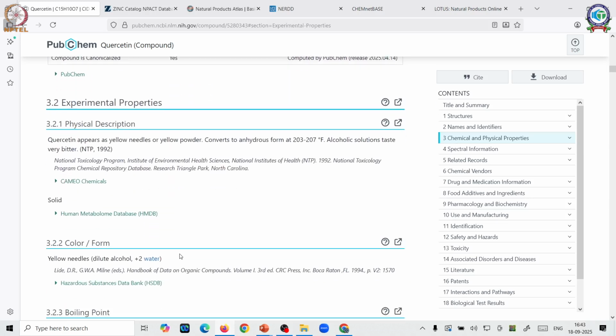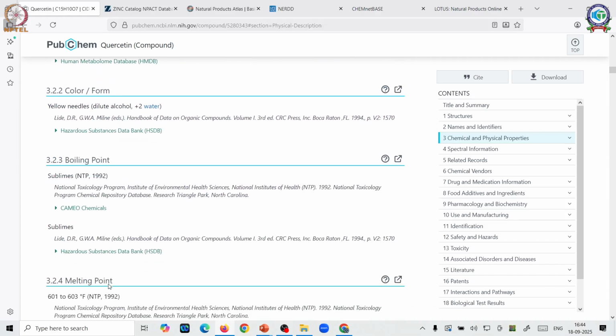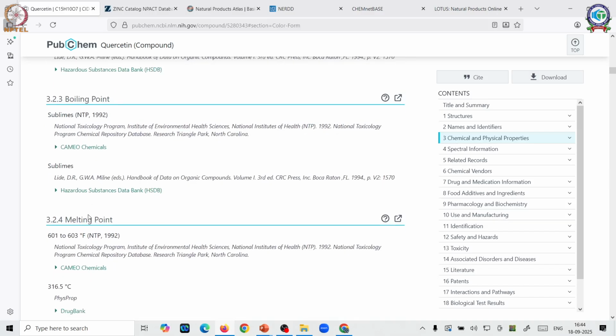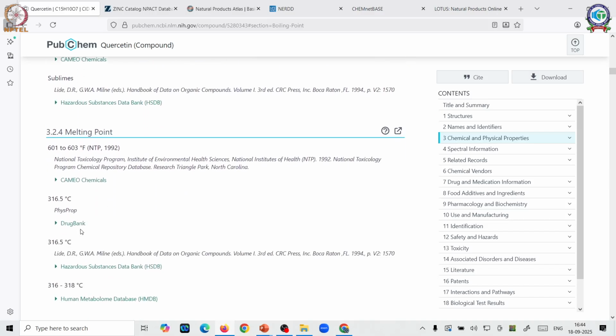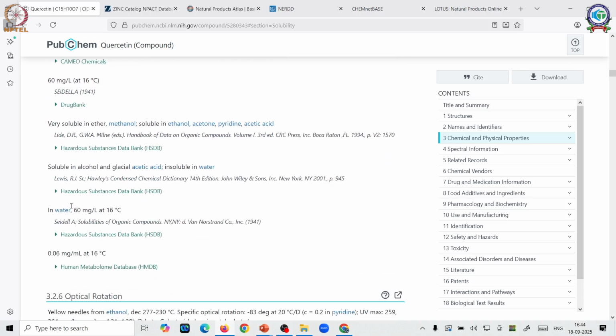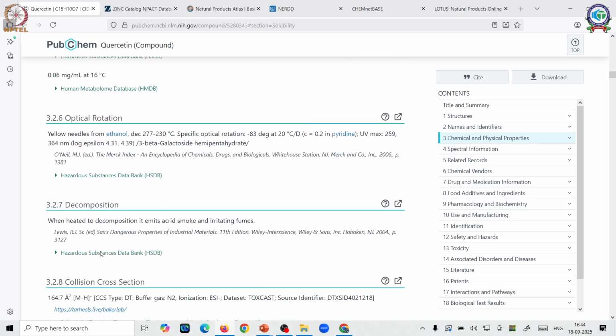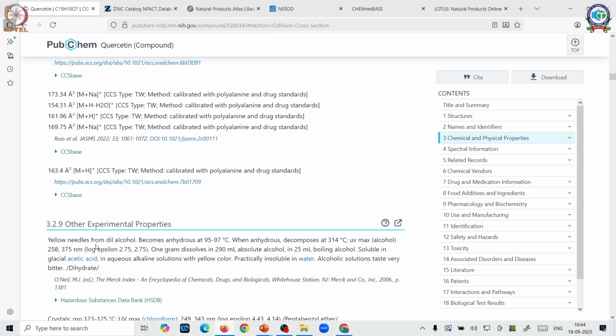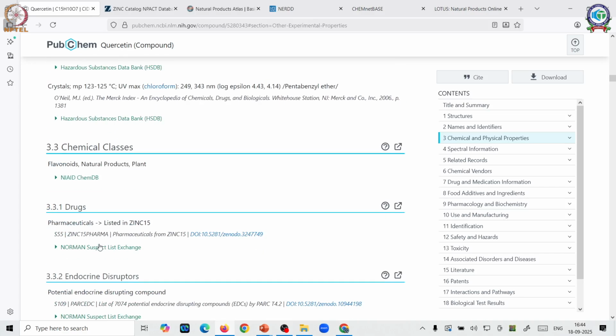So you can see color. Many times you might come across a brown colored substance in nature and say you have a purified compound. But when you check PubChem for quercetin, if yours is brown, it is not purified quercetin. Purified quercetin should be present as yellow needles. The boiling point, in this case, is not boiling, it is actually subliming. Melting point, solubility, the DrugBank details, optical rotation, decomposition. So you can see a lot of properties and other experimental properties are there.